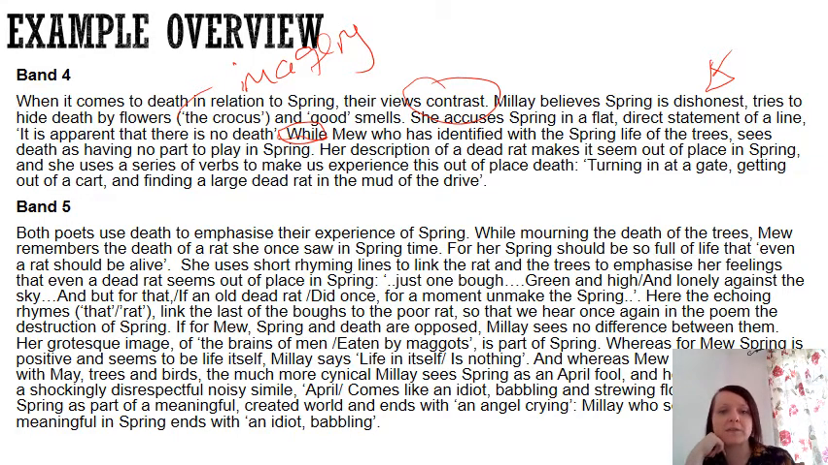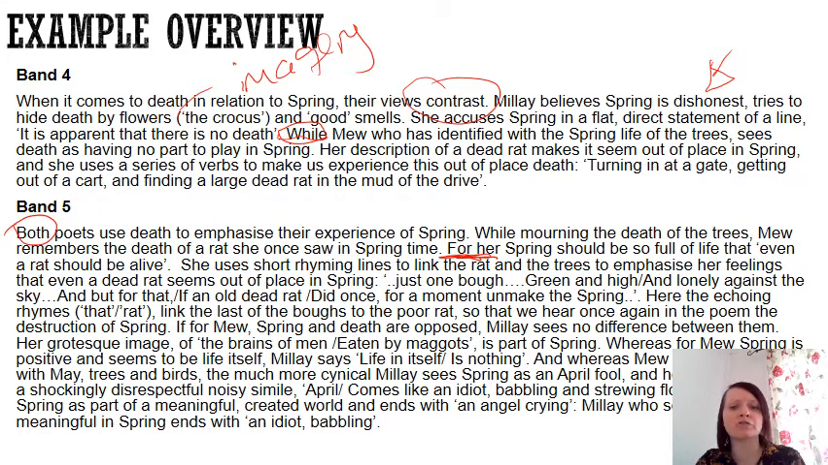So both poets use death to emphasise their experience of spring, okay? So again, you've got the use of the both, okay? Clear focus. While mourning the death of the trees, Mew remembers the death of a rat she once saw in springtime. For her, so clearly she's obviously different to the other poet, spring should be so full of life that even a rat should be alive. She uses short rhyming lines to link the rat and the trees to emphasise her feelings, though even a dead rat seems out of place in spring.